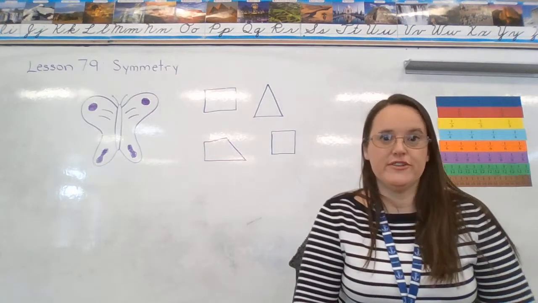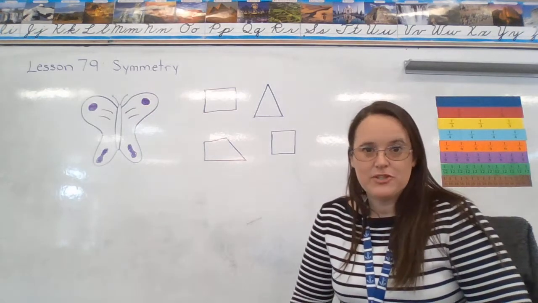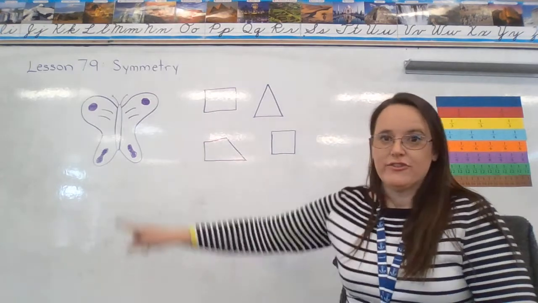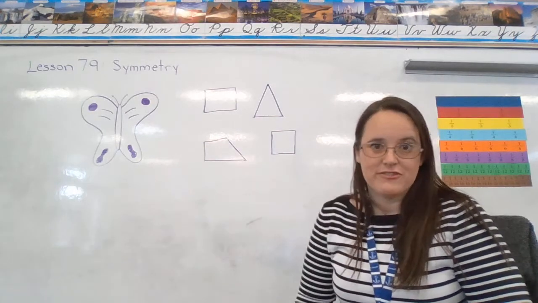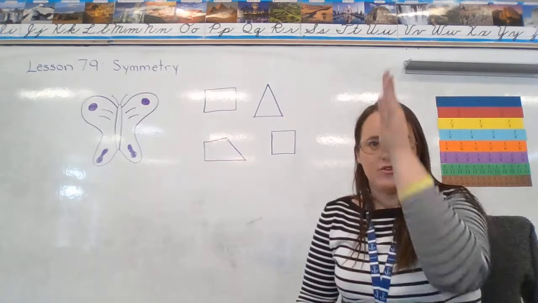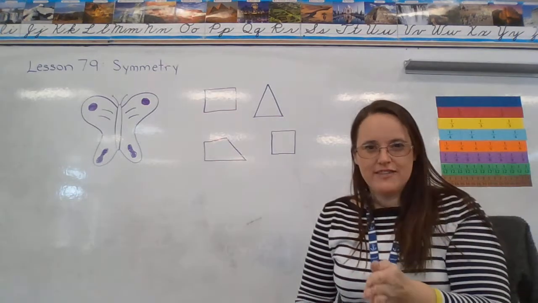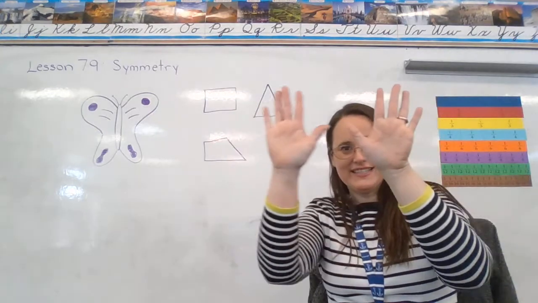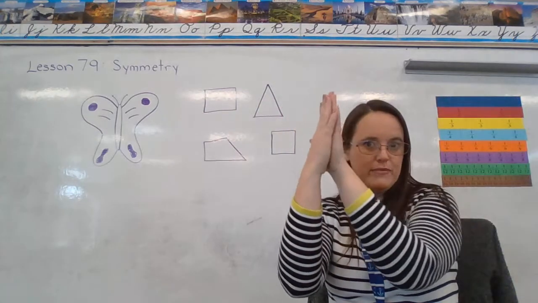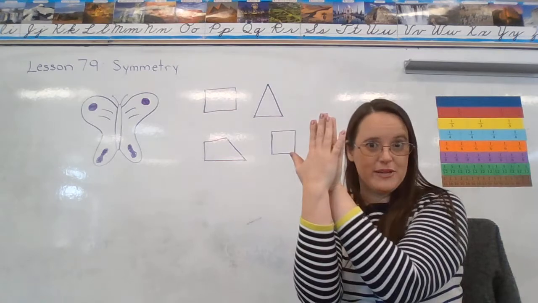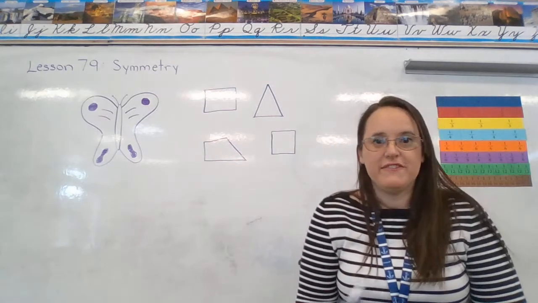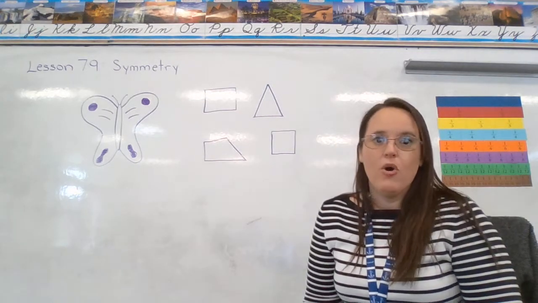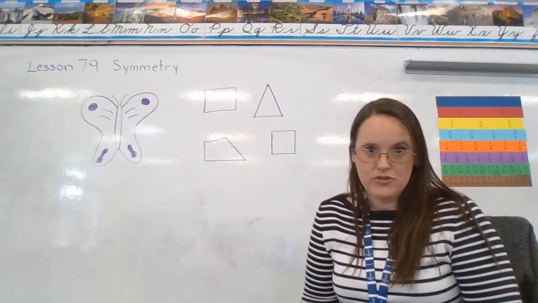So for starters, we find symmetry in nature, for example, in a butterfly, where you can kind of split the butterfly down the middle and say, hey, this side is exactly like this side, and if I fold them over, they're going to line up and they're going to match. So we call that reflective symmetry or just symmetry.